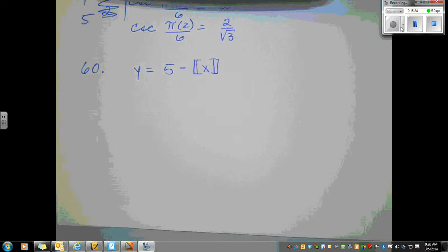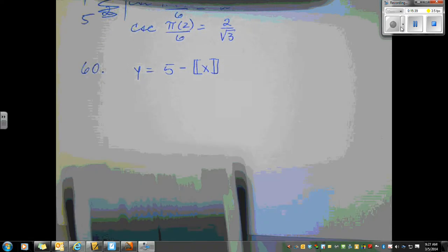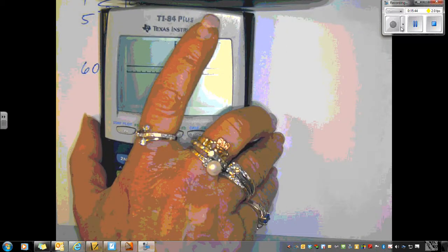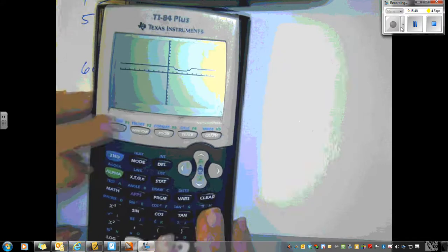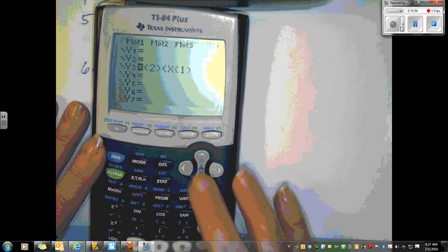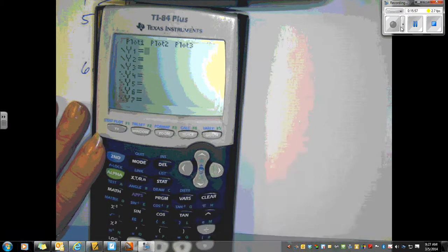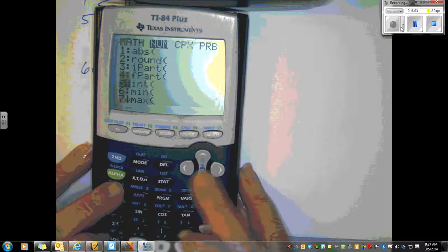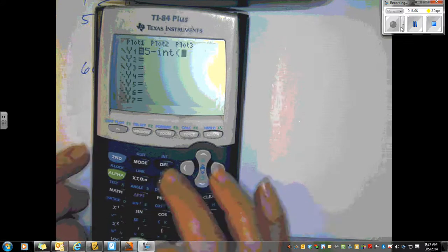Where did the stair step guys, where were the discontinuities? At every integer. So that's all you have to write. You have to write that at every integer it would be discontinuous. Okay, now, if you wanted to graph that on your calculator, I'm going to show you again because there's still people who don't know how. All right, so I have y equals, all right, we're going to say 5 minus, we're going to go math, go over to number, and go down to number 5, which is integer x.